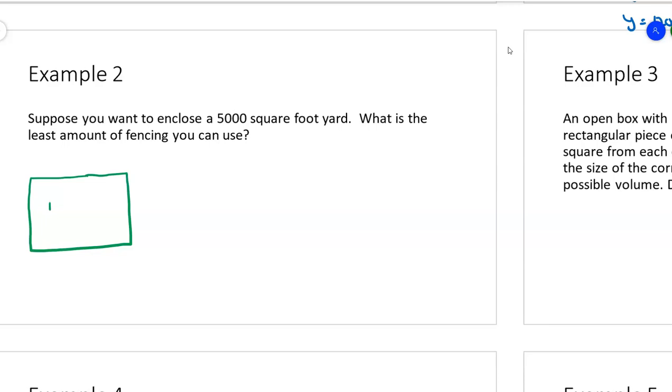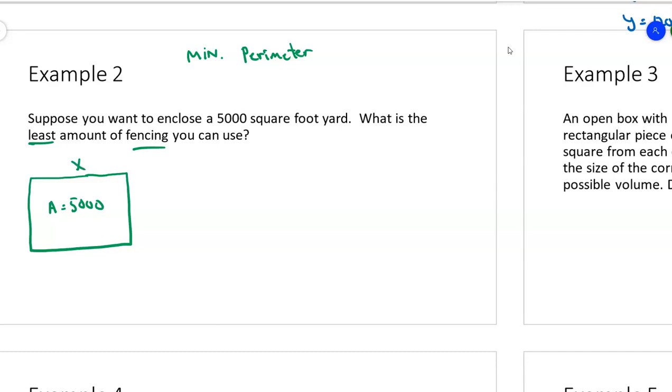Okay. The area is 5,000. Now it says 5,000 square feet, but that doesn't guarantee that it's a square. Any kind of area is measured in square feet, even if it's circular. What am I trying to do? I'm trying to minimize something. Because it says least amount of fencing, so I'm trying to minimize perimeter.